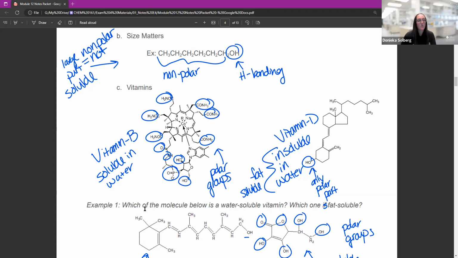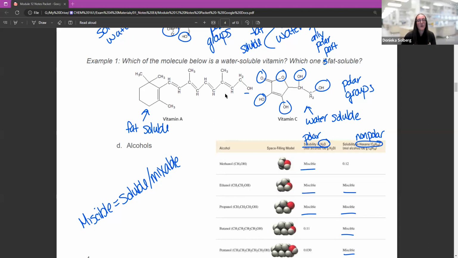Okay, so in example number 1, it says which of the molecules below is a water soluble vitamin and which is fat soluble. So I want you to look for those groups, which I've kind of already circled for you, and determine which one would be soluble in water versus soluble in fat. Right, so this one over here, a bunch of carbons and hydrogens. Notice there is one little polar group here, but this part is much bigger. So this is going to be your fat soluble one. Whereas over here, I have a bunch of oxygens and OHs where I can do hydrogen bonding. This is going to be your water soluble molecule. So this is a question I could ask you based on structures.